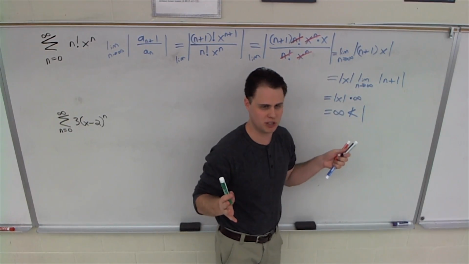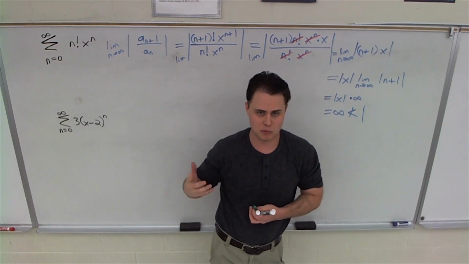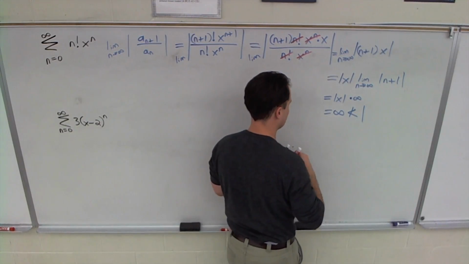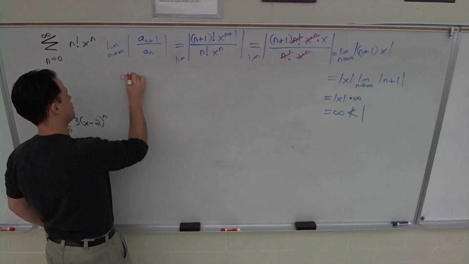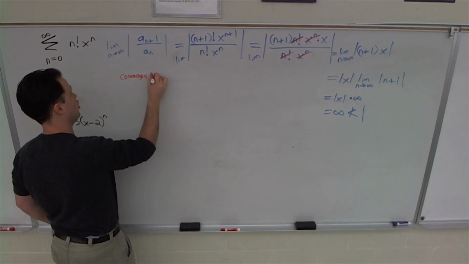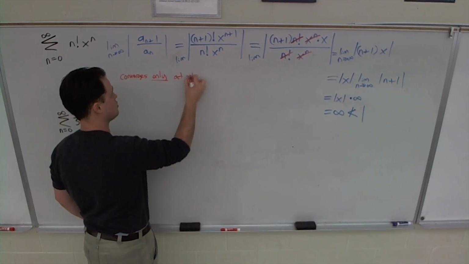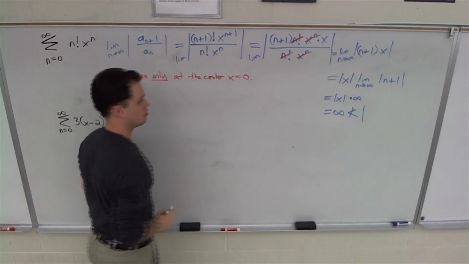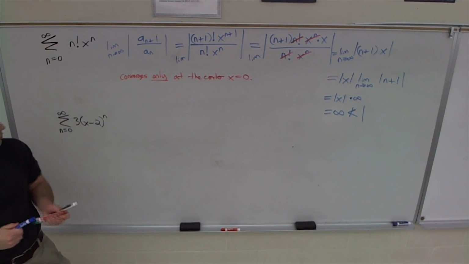We're not going to manipulate it, we're just going to say, thinking back to what we were doing this for, that means the center converges only. So we're going to say this power series converges only, key that you use that word only, at the center, x equals 0. Now let's do one more example before we leave today, so you guys can get a start on your assignment.